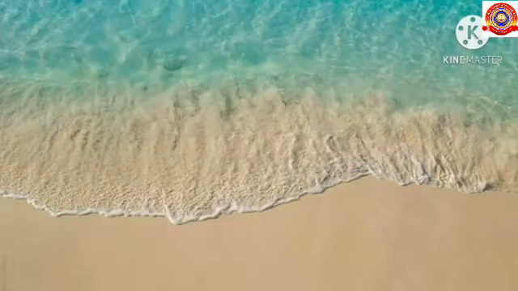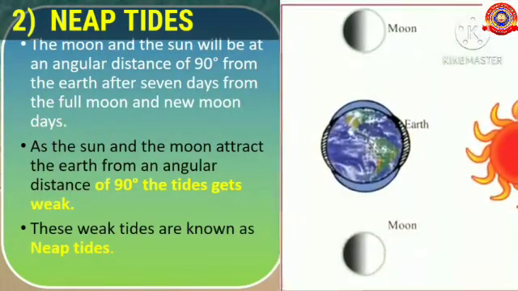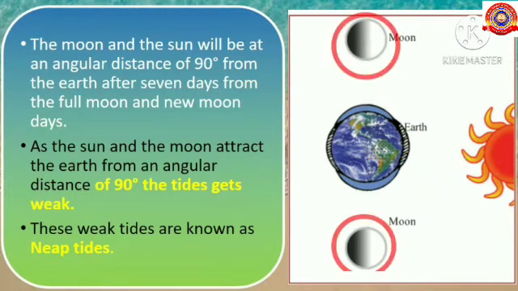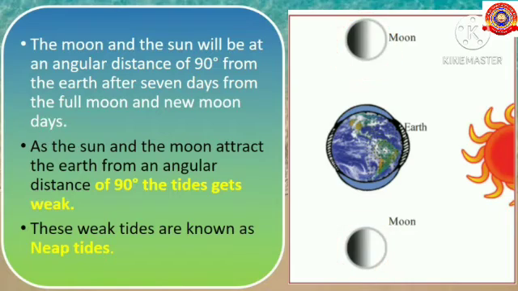Okay, next let's see neap tides. The moon and the sun will be at an angular distance of 90 degrees from the earth after 7 days from the full moon and the new moon days. As the sun and the moon attract the earth from an angular distance of 90 degrees, the tides get weak. These weak tides are known as neap tides.